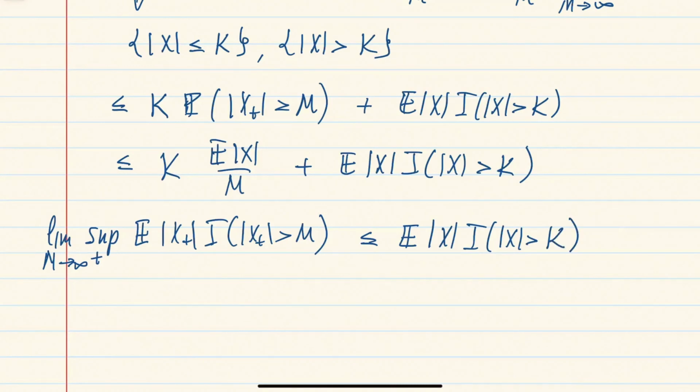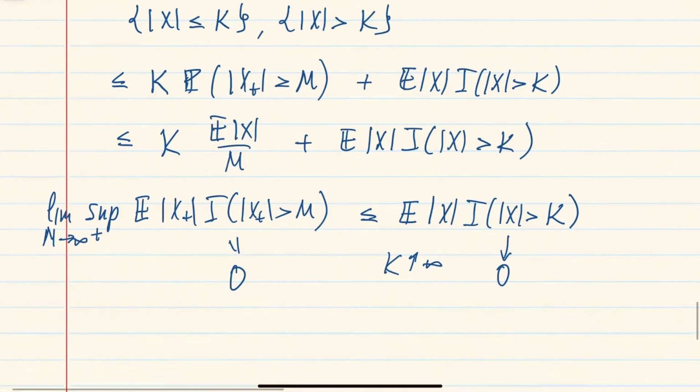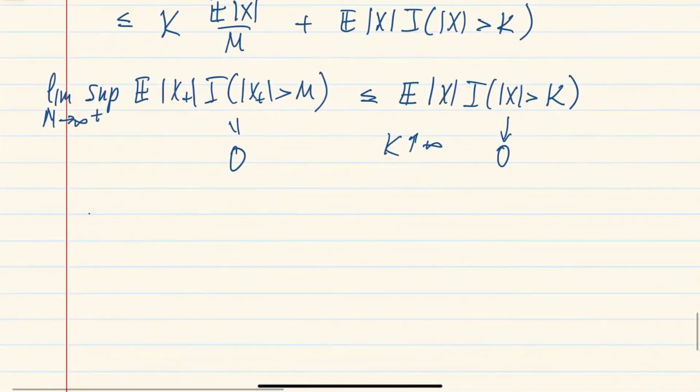Okay, but this is true for all k, so now when you let k go to infinity, this will go to 0, and that proves that this limit here is 0. Just like we wanted, so this proves the uniform integrability of a right closable martingale. Now for a sub-martingale, I'm not going to go through the whole proof. It's very similar, so I'll just leave it to the notes, but I'll make one quick observation.